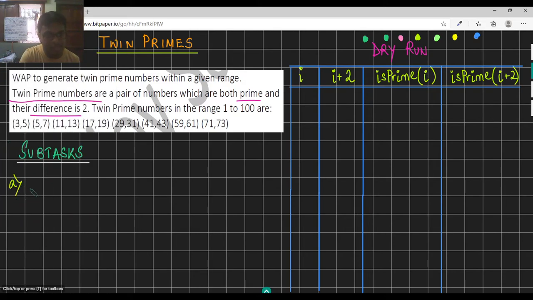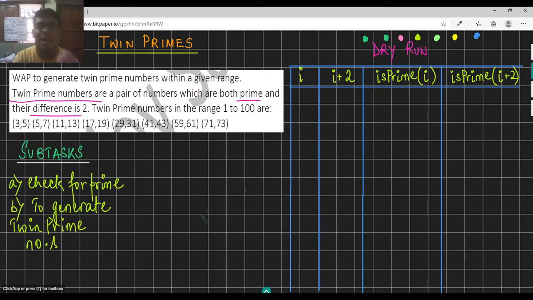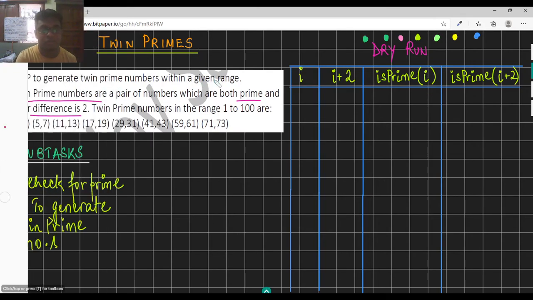The first subtask is to check for prime, and the second subtask is to generate twin prime numbers. Now, as we have been asked to generate twin prime numbers in the problem, we need to first take the range as input from the user, to generate twin prime numbers within a given range.